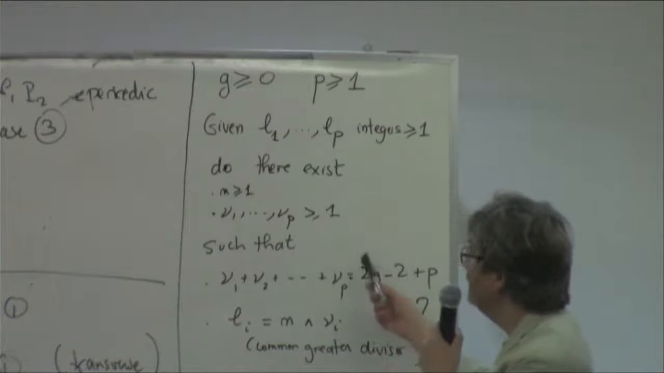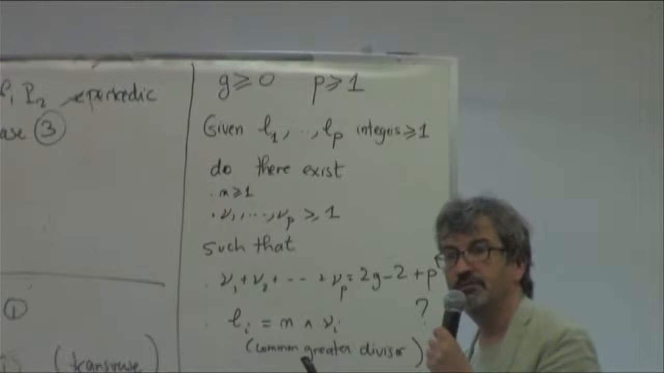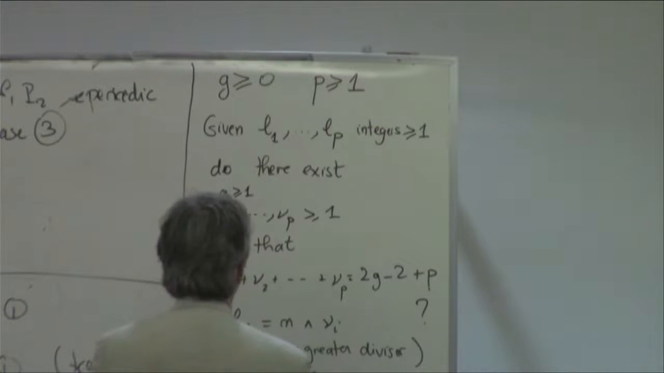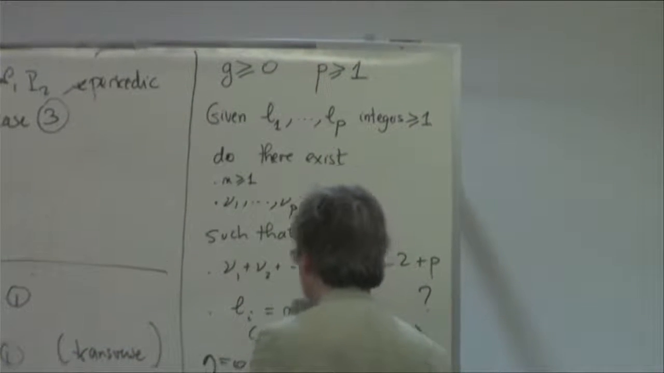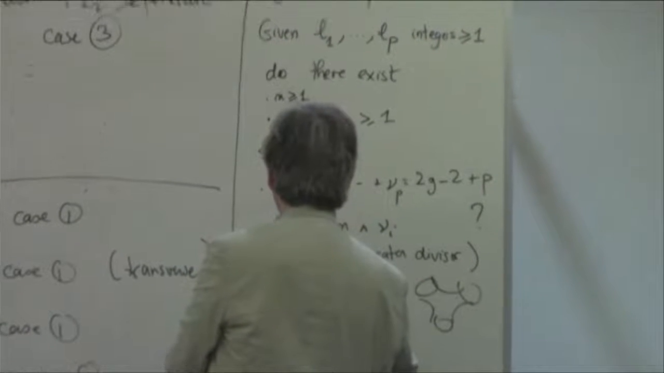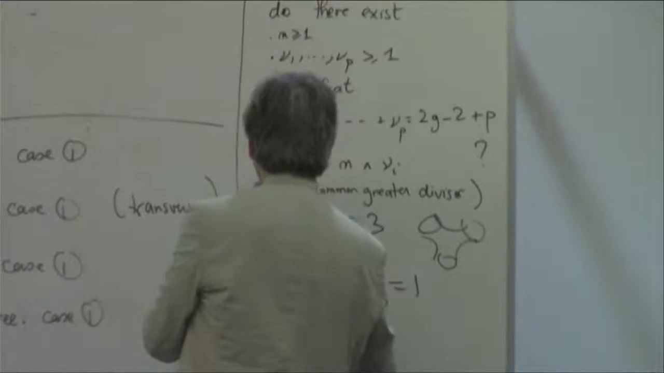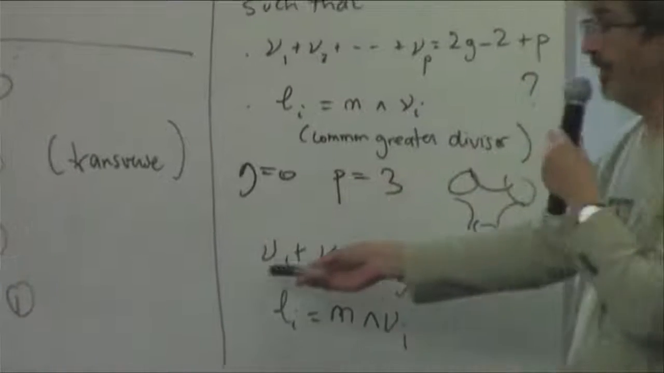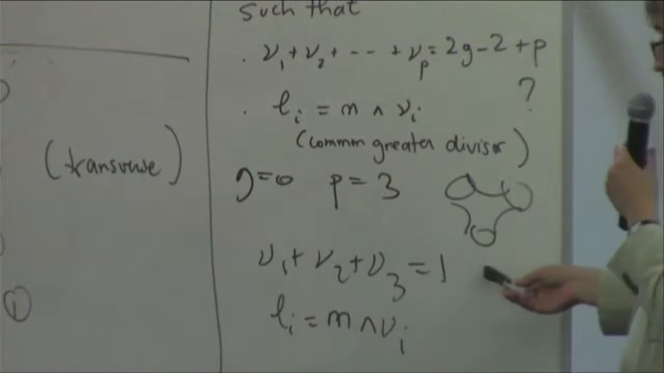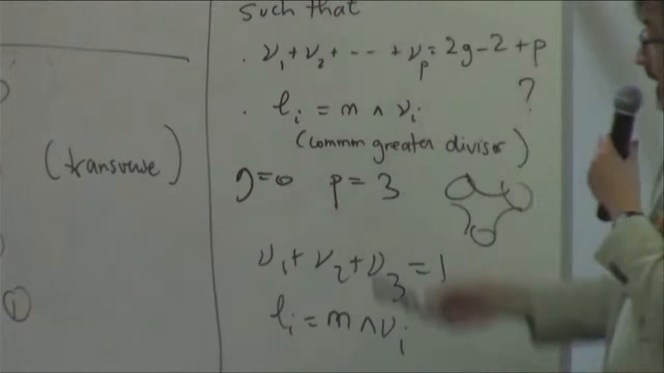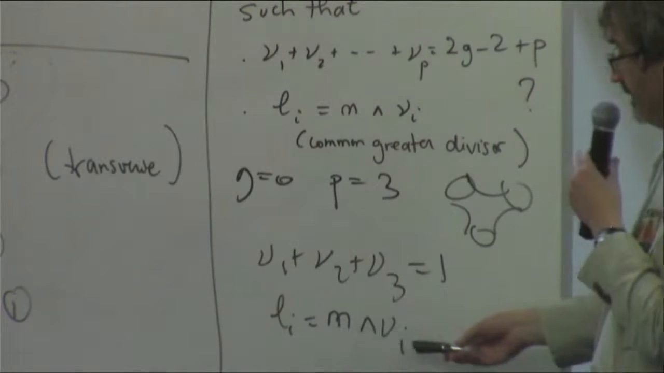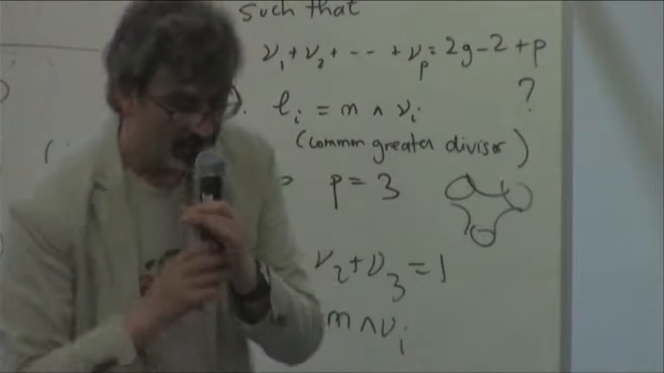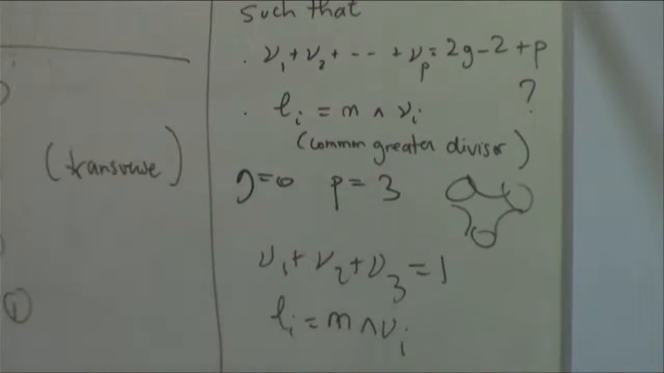So you see, this kind of problem, I don't know how to solve it, even in the case of a pair of pants. You have 3 integers, the sum of which is 1. I have l1, l2, l3. Can I realize them as a greatest common divisor between n and u_i for some integer n? Okay. So I think I'm at the end of the talk, so I will stop here. Thanks for your attention.